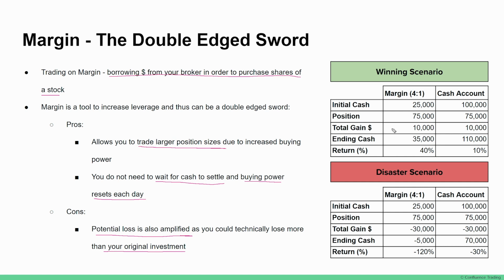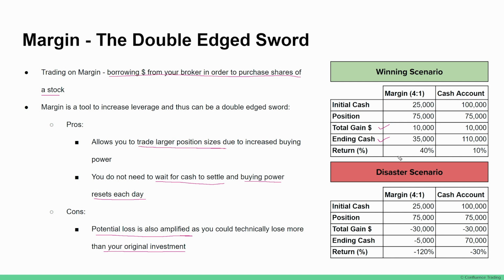Let's say that you have a total gain on your position of $10,000. So you did a great job. You made $10,000 on a $75,000 position. Therefore, your ending cash becomes $35,000, and you made a 40% return on your margin account. But on a cash account, you actually only made a 10% return on your initial investment. So you can see greatly amplified winning scenario.